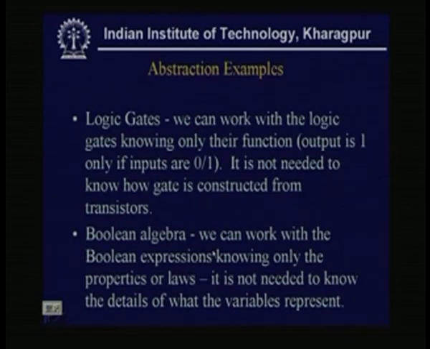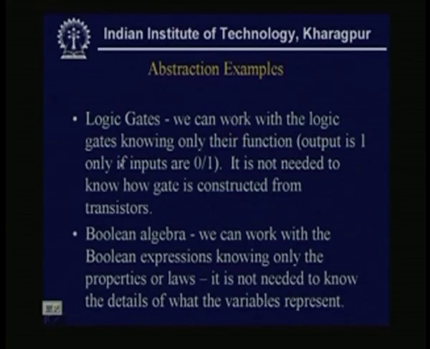Now, we give abstraction as an example. Just now I have taken one big system and represented it by some logic gates: AND, OR, NOT, NAND, NOR. These are the basic gates we just read. Now, we can work with these logic gates knowing only their function. We have seen that for a 2 input AND gate, the output will be 1 only when the 2 inputs are 1.